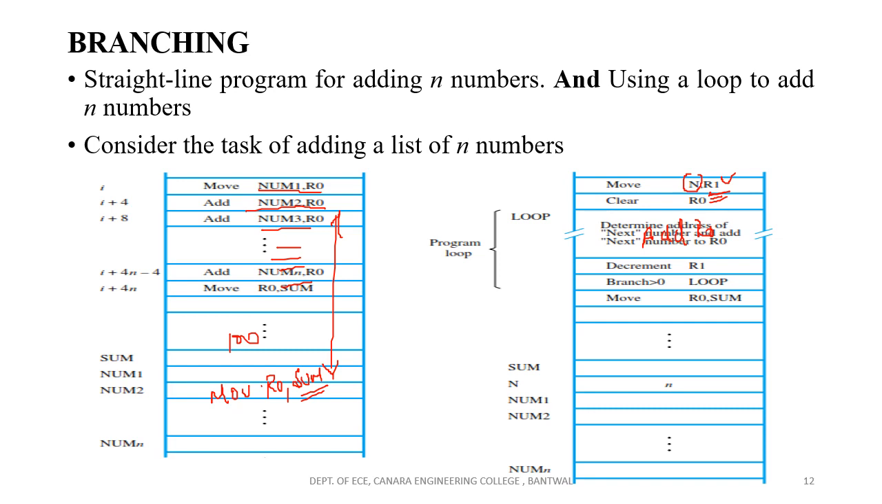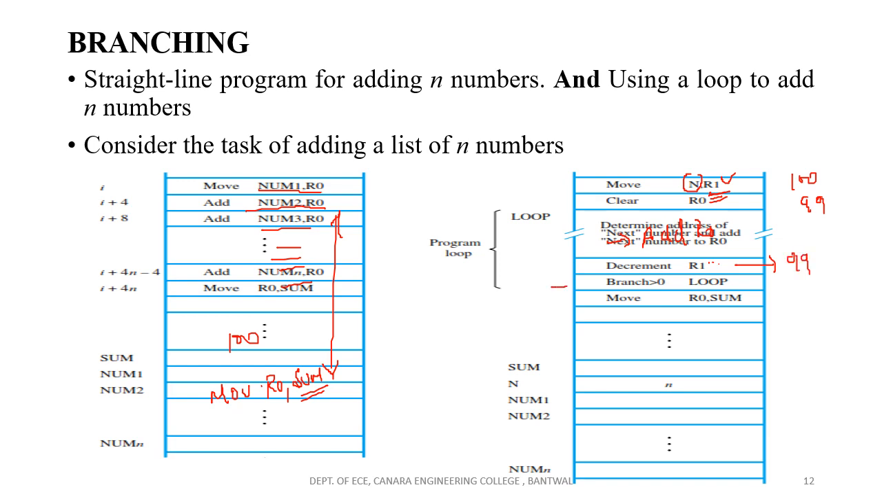Next, you need to decrement the count. Once one number has been added, decrement the count. If there are 100 numbers to be added, after adding one number, it should get reduced to 99. That will be done by the instruction decrement R1. Now after execution of this, the number becomes 99.